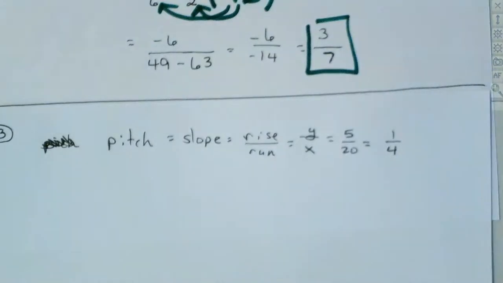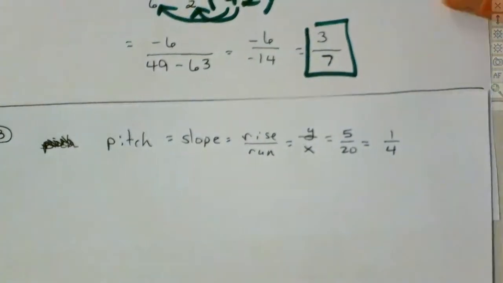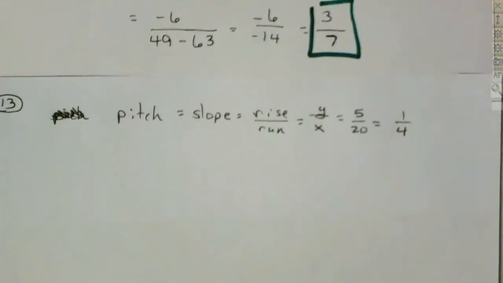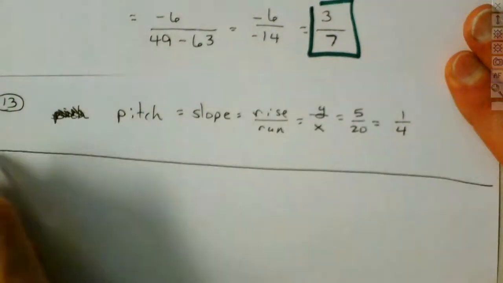Okay, so that's all you had to do was remember the definition of the slope, which is the same as the pitch, same as the grade of a road, and that's rise over run, which means the y goes on the top and the x is down below.